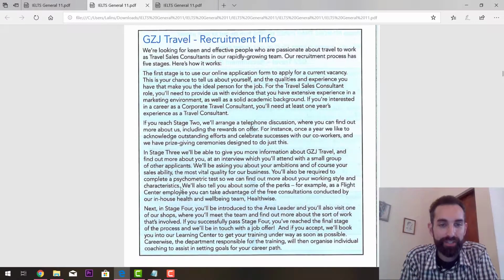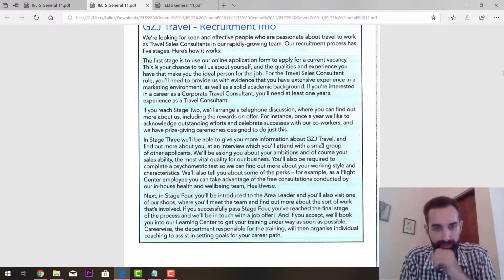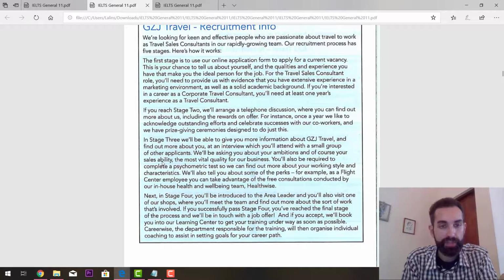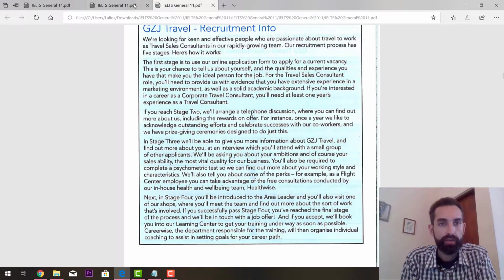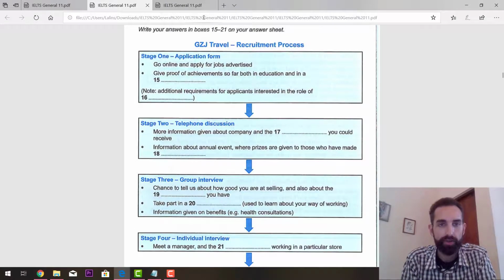So now, stage 3. In stage 3, we'll be able to give you more information about GZJ travel and find out more about you at an interview which you'll attend with a small group of other applicants. We'll be asking you about your ambitions and, of course, your sales ability, the most vital quality for our business. Okay, they mentioned sales ability here. Yes, one of these is supposed to be on the questions. So keep that on the questions.